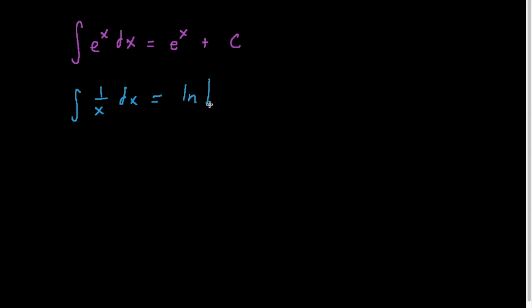We've got two more we're going to look at, and the first one is the antiderivative of e to the x with respect to x. And you might remember that the derivative of e to the x was e to the x, so it should make sense that the antiderivative of e to the x is also e to the x plus some constant. And then we also have the last one, which is 1 over x dx, and this one's special. This one turns into natural log of the absolute value of x plus c.